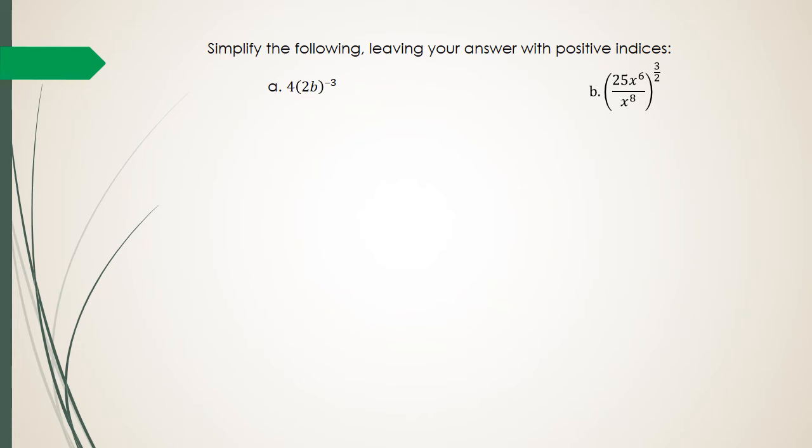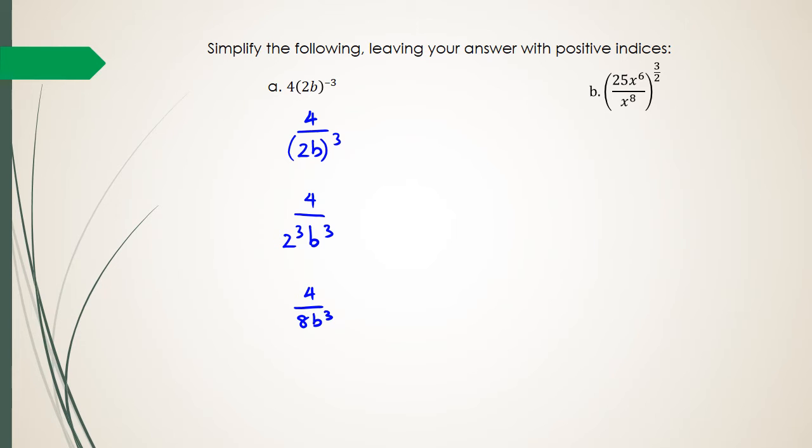Okay, I'm hoping you've had a chance to have a go at this, but basically I'm going to do the first part, which is question A. So question A, what I'm going to do is write this as positive indices first. Because the -3 is only attached to the 2b, I can rewrite this as 4 to the power of 2b to the power of 3. But I need to make sure I expand the brackets out, which means I'm going to get 4 divided by 2 to the power of 3 and b to the power of 3, and so therefore this answer is going to be 4 over 2 to the power of 3 is 8, b3.